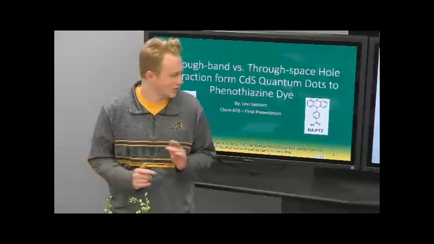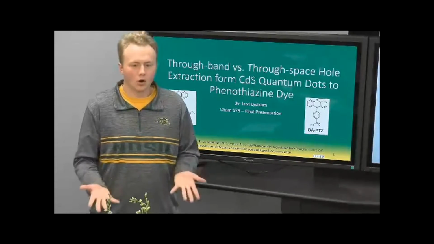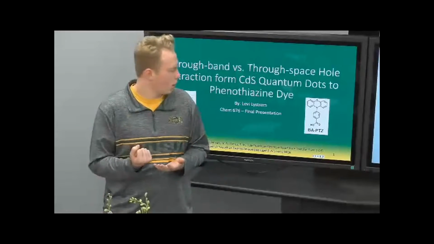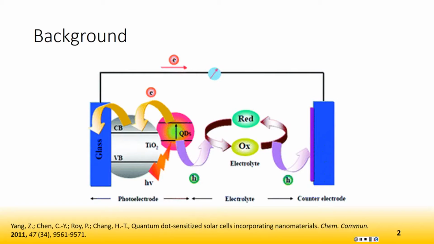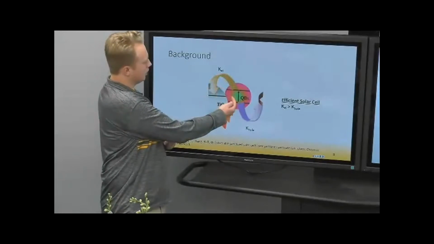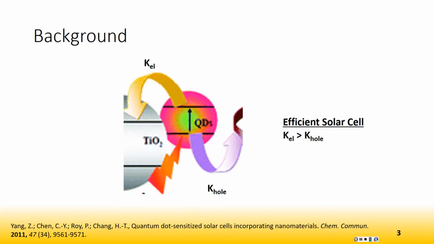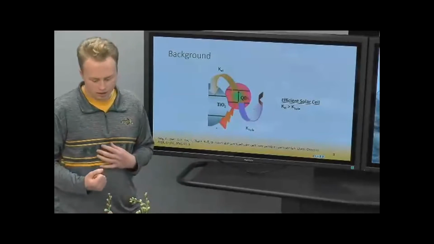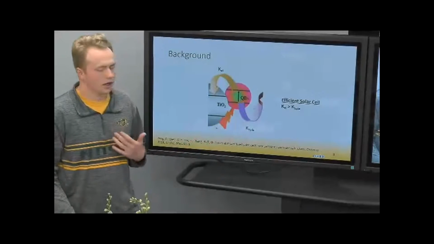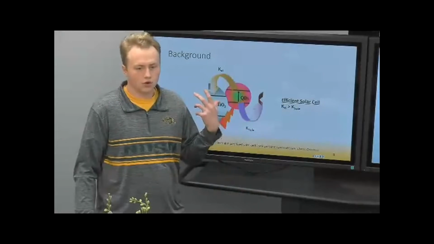Okay. Thank you all for sticking around. Today I'm going to talk about two different dyes and the rate at which holes will be taken from the quantum dot. The motivation is that we want to put it inside a solar cell, and there are several things that need to occur. The things I'm interested in are the rates at which the electron and the hole are taken from the quantum dot. We want the hole rate to be faster than the electron rate because that helps the system be more efficient. So we want to find ligands that will extract the hole from the quantum dot.